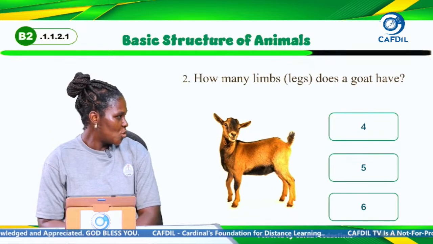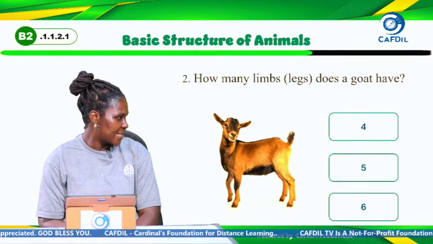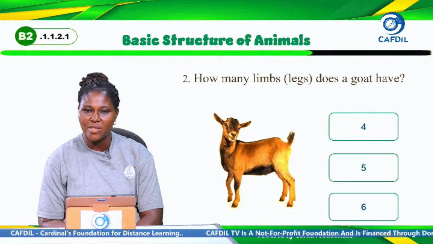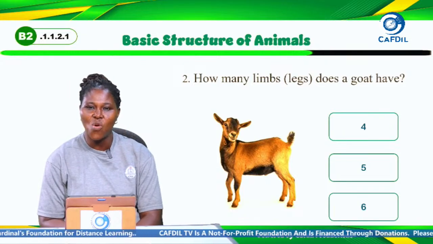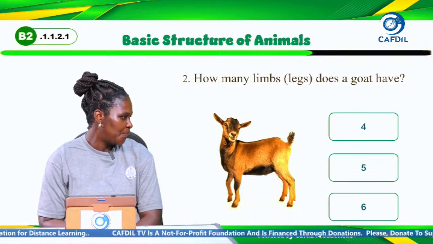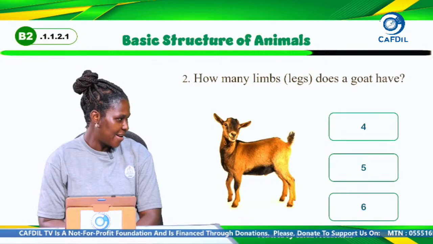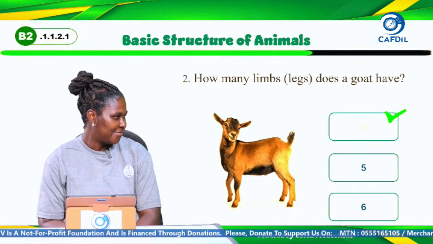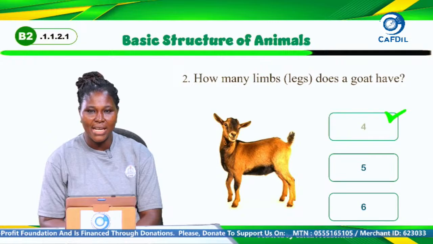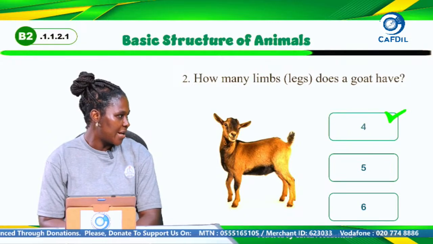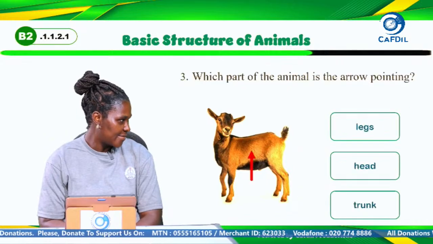Number 2, how many limbs or legs does a goat have? Is it 4, 5, or 6? 4 limbs or legs. So the goat has got 4 limbs or legs.